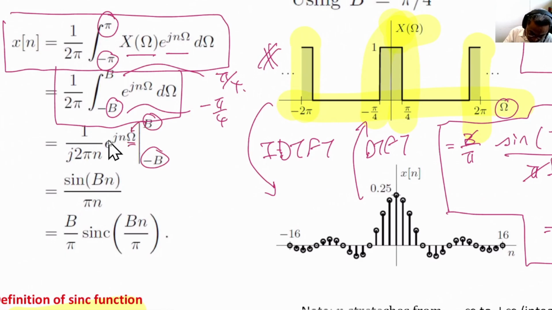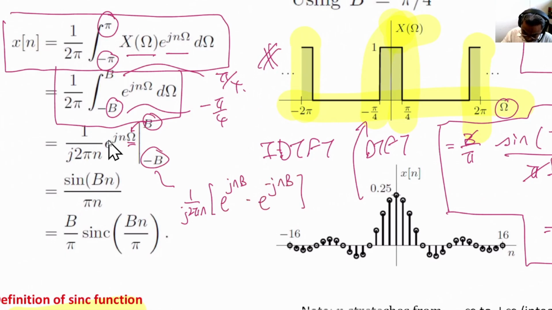So b becomes 1 over j 2 pi n, e^(j n b) minus e^(minus j n b). Later on you realize that e^(j n b) minus e^(minus j n b) divided by 2j is sine bn. Alright, and then leaving us with n pi.